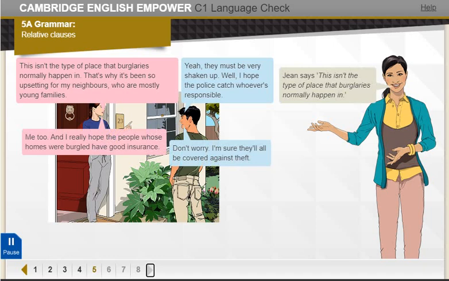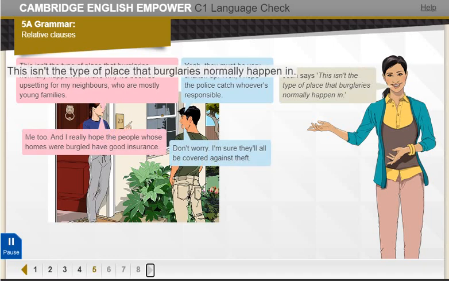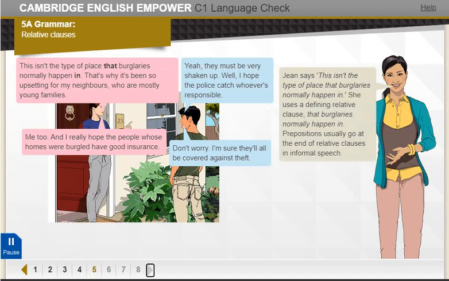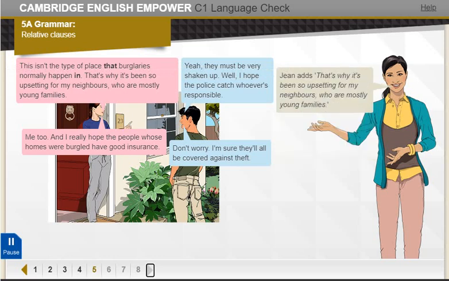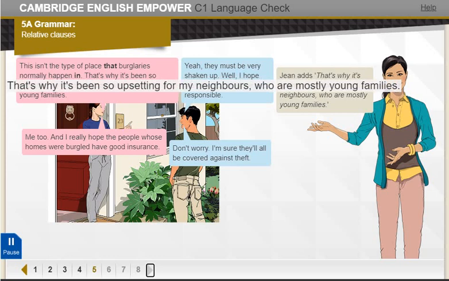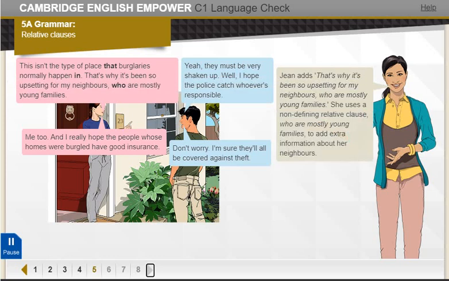Jean says, this isn't the type of place that burglaries normally happen in. She uses a defining relative clause, that burglaries normally happen in. Prepositions usually go at the end of relative clauses in informal speech. Jean adds, that's why it's been so upsetting for my neighbours, who are mostly young families. She uses a non-defining relative clause, who are mostly young families, to add extra information about her neighbours.